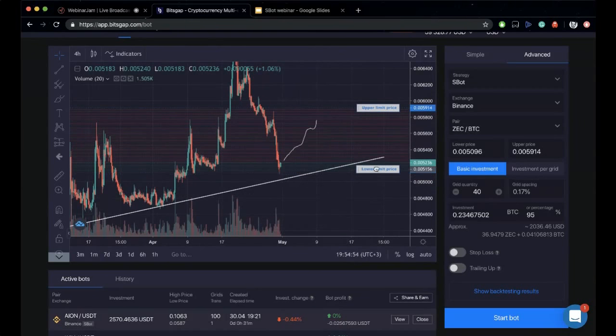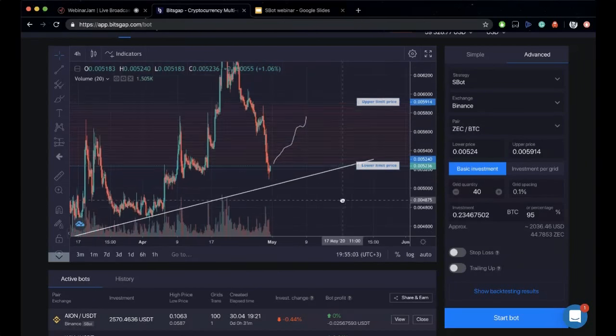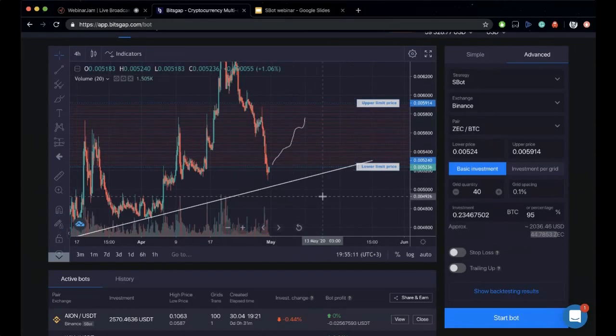But you can also set the bot like this, only having sell zones. That means at the time of the initiation, you must have enough of the base currency to set all of these sell orders. If you don't have it on your balance, then the system will buy it at the market price. So that means that you will buy 44 ZAC at the current price, which is 0.0052.